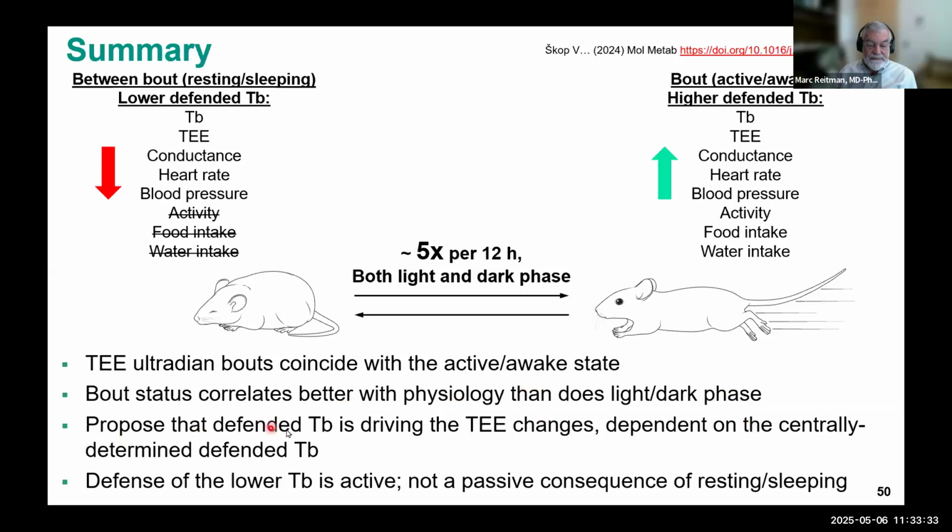And we propose that defended body temperature is what's driving energy expenditure changes, dependent on the centrally determined defended body temperature changes. And again, just parenthetically, the defense of the lower body temperature is completely active. This is not a passive consequence of resting and sleeping and uncontrolled heat loss.